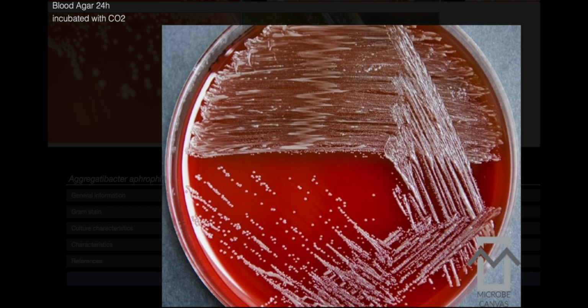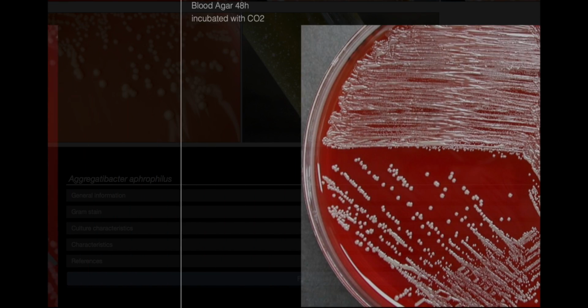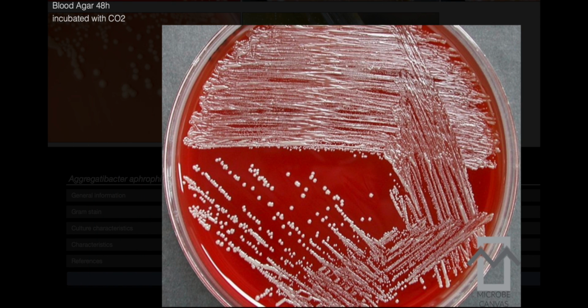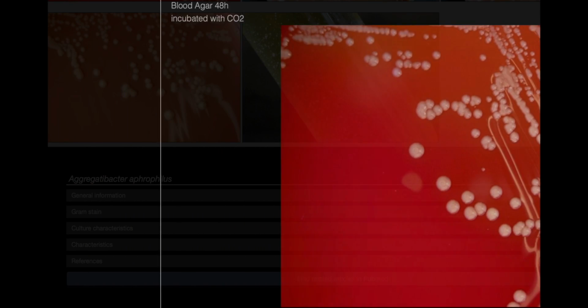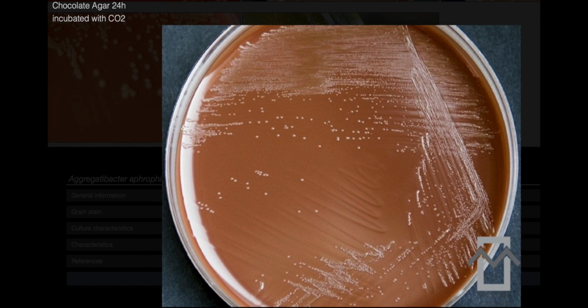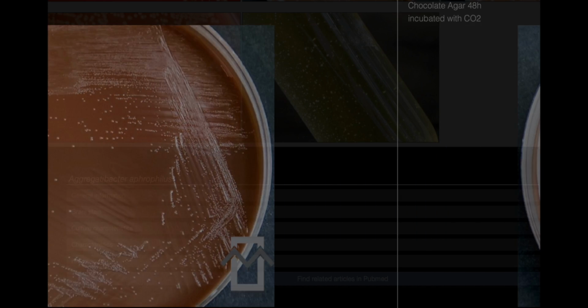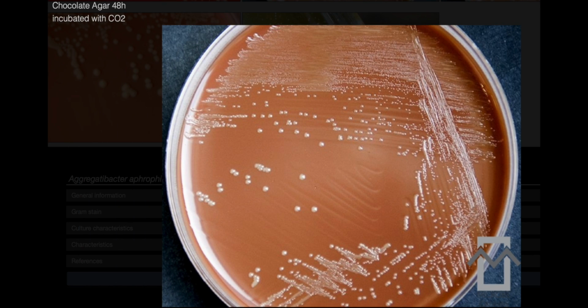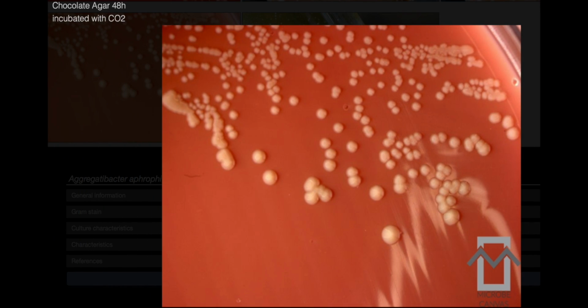On blood agar, BA, Aggregatibacter aphrophilus colonies appear high convex, granular, yellowish, and opaque, reaching a size of 1.0 to 1.5 millimeters within 24 hours. These colonies are non-hemolytic, meaning they do not cause the destruction of red blood cells. Some strains of Aggregatibacter aphrophilus may exhibit V-factor dependence, requiring the presence of this growth factor for successful cultivation.